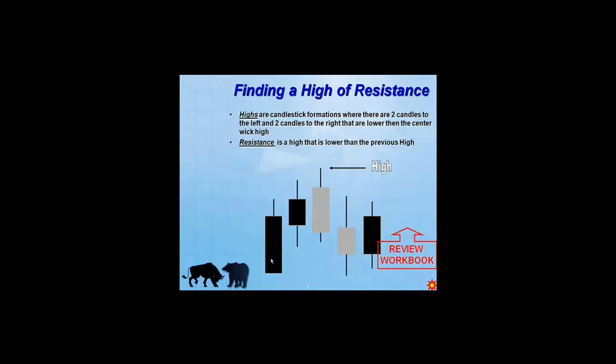So there has to be a minimum of two candles to the left and two candles to the right, which are lower than the high. And there could obviously be a lot more than two candles to the left and two candles to the right. Just a minimum of two has to be there in order to be considered a high.